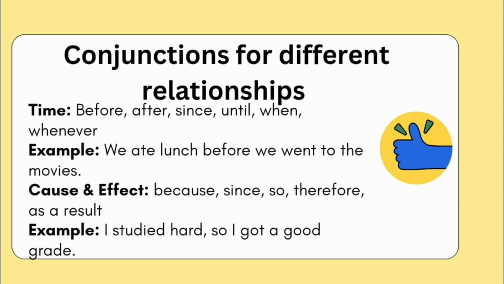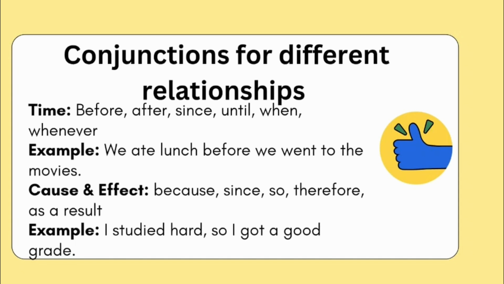Conjunctions can also show relationships by explaining cause and effect. Examples are because, since, so, therefore, as a result. Example: I studied hard, so I got a good grade.